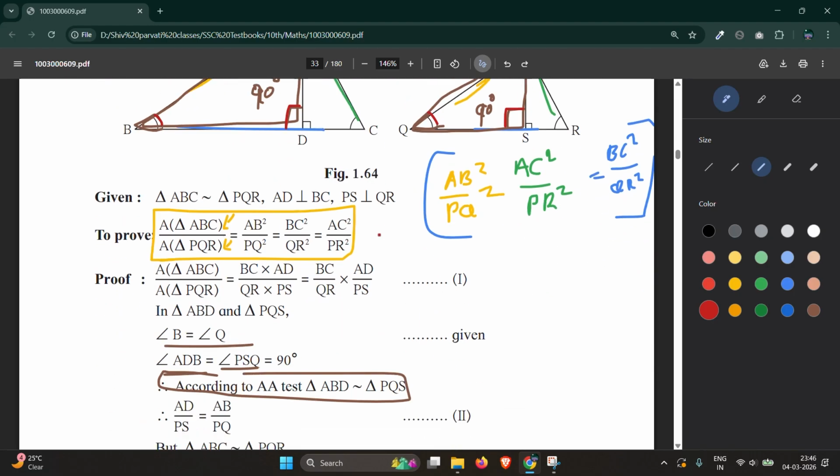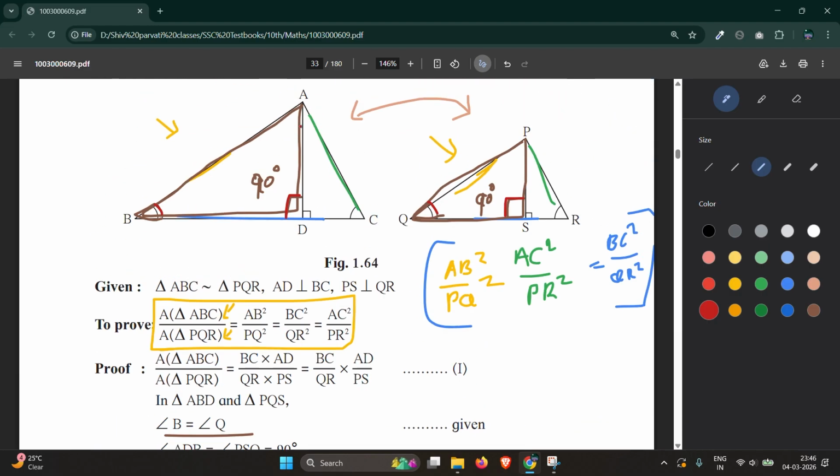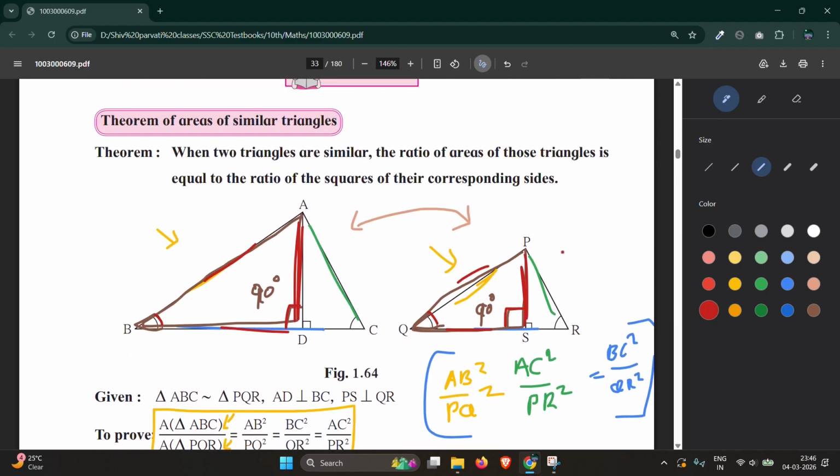And why do we do that? You'll just see that in a second. After we have proven that, we can say that the ratio of AD upon PS, this AD upon PS, is the same as any other ratio over here, over here, or over here, because they are similar triangles. So that is by definition the case. That is what defines similar triangles.